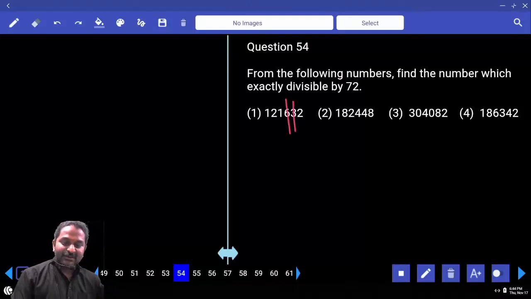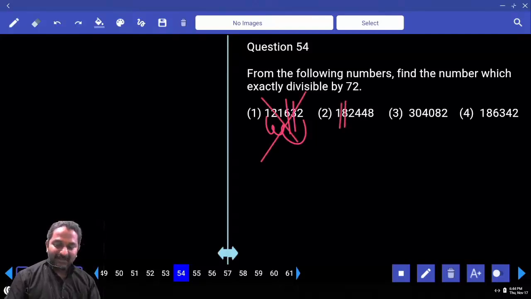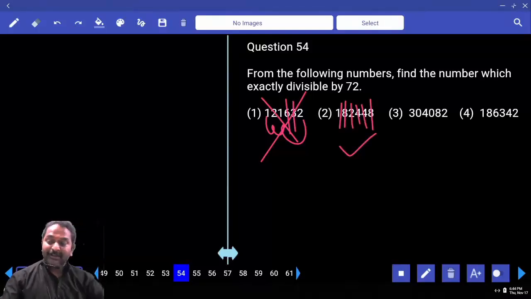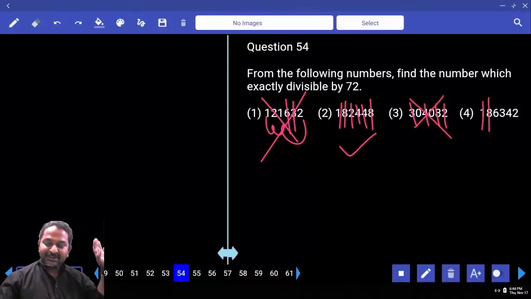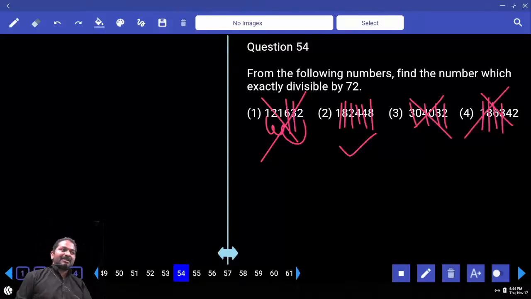6 plus 3, 9. Cancel. 2 plus 1 plus 2 plus 1. Is this a 9 multiple? No. 8 plus 1? 9. 8 plus 2? 10. 10 plus 8? 18. Is 18 a 9 multiple? The second option is a 9 multiple. That may be your answer. Just hold it. 8 plus 2? 10. Plus 4? 14. Plus 3? 17. Is 17 a 9 multiple? This cannot be your answer. 8 plus 1? Cancel. 6 plus 3? Cancel. 4 plus 2? Is it a 9 multiple? No. So how many 9 multiples are there? Only 1. So you don't have to verify the 8 rule also. Since there is only one 9 multiple, it's done.